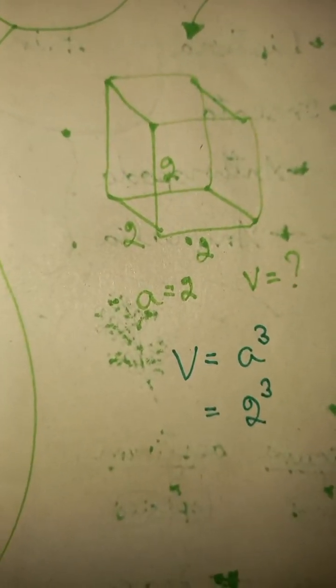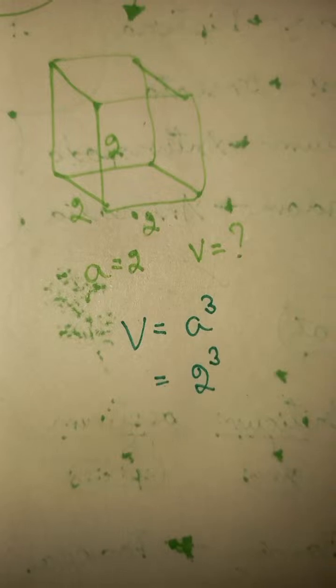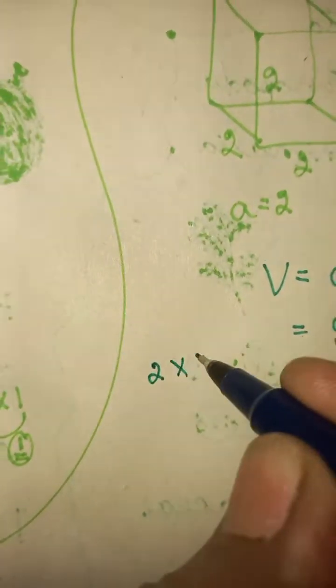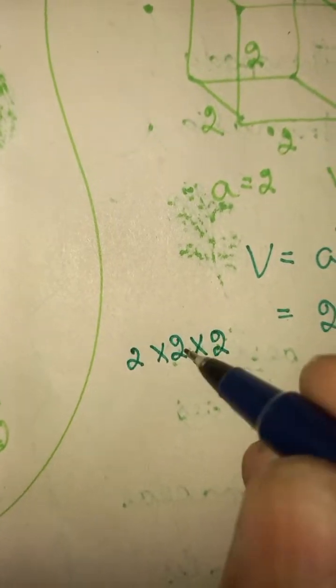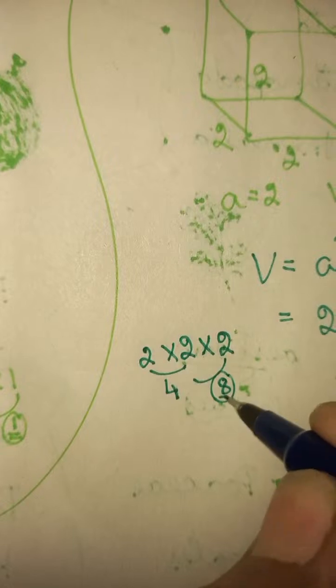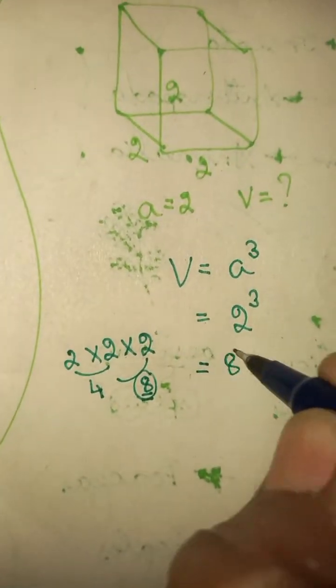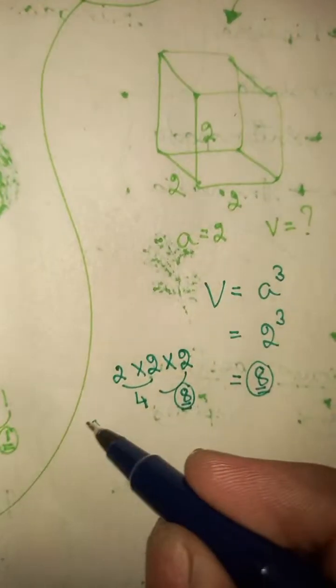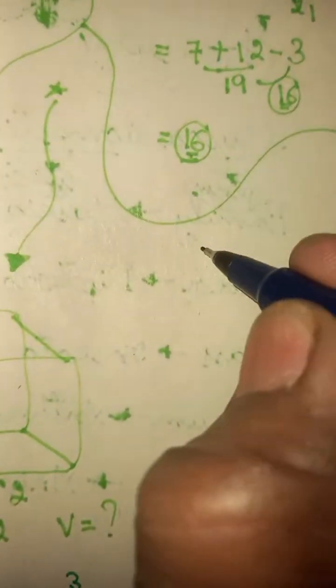2 cubed is going to become 2 times 2 times 2. You get 2 times 2 is 4, 4 times 2 is 8. So it is 8 cubic units, the volume of this cube. And now let's take another cube.